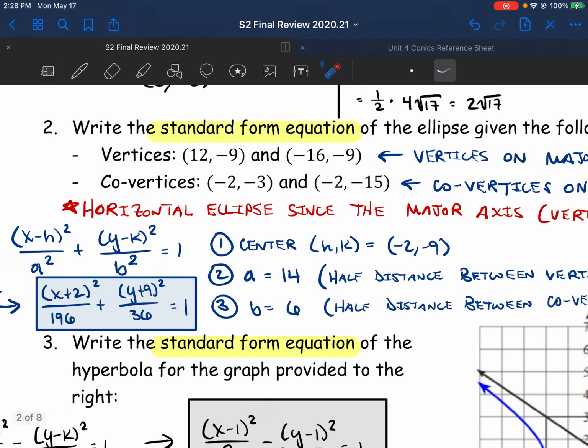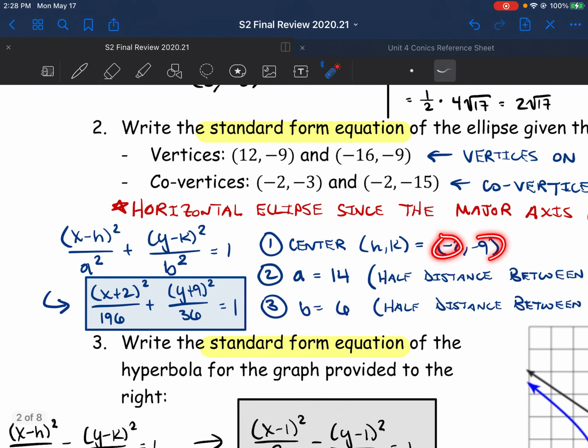b would be half the distance between the co-vertices. Because they're vertical, look between -3 and -15 here. That's 12 units apart, and half of 12 would be 6. So b would be 6. And now we just plug everything in. Here's (-2, -9). Plug -2 in here and -9 in here. That gives you (x plus 2) squared, (y plus 9) squared. a squared, that'd be 14 squared, so that's 196. b squared, that'd be 6 squared, that's 36. And now we have the standard form equation for this ellipse.